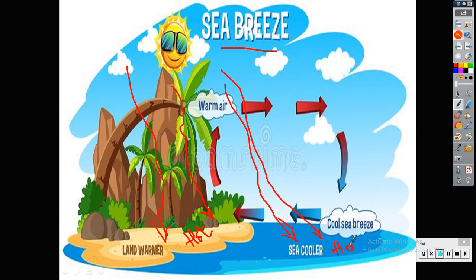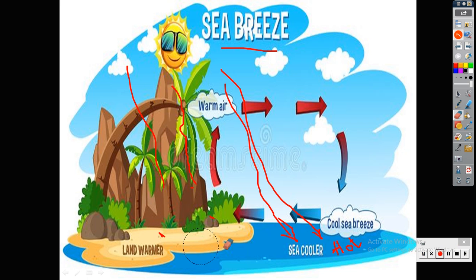But the thing is that in daytime, because of the heat of the sun, the land becomes hot faster than the sea. So the land becomes hot, more hot or faster than the sea. The land becomes hot.